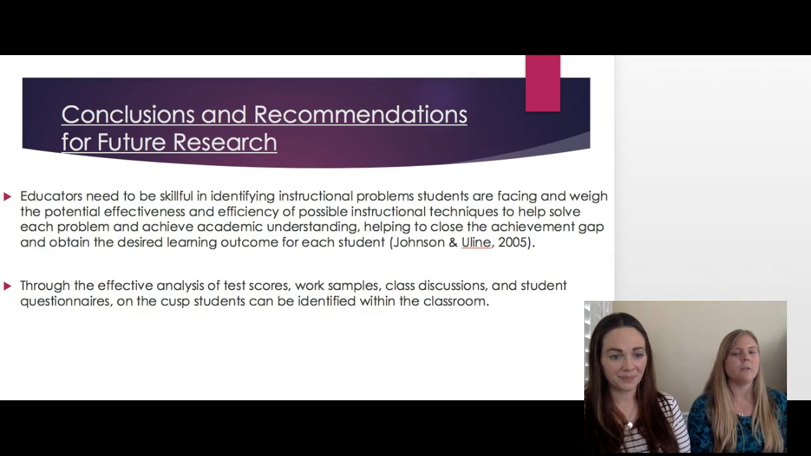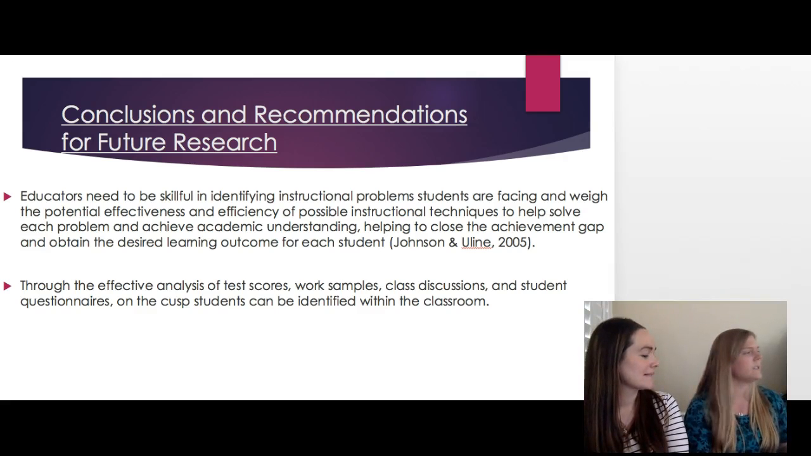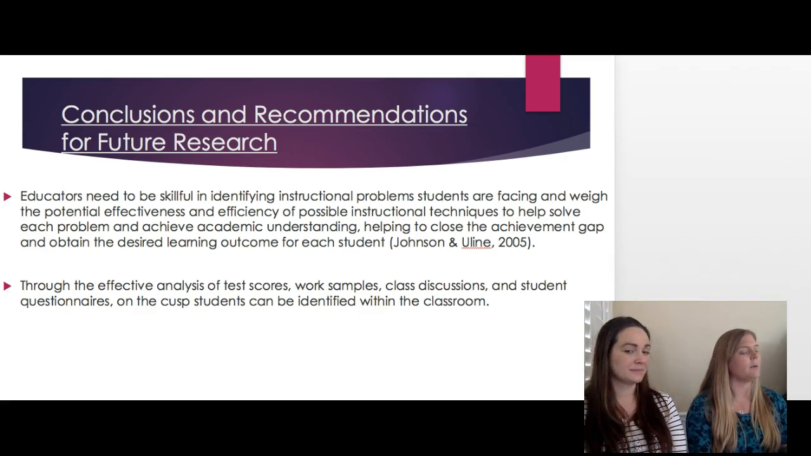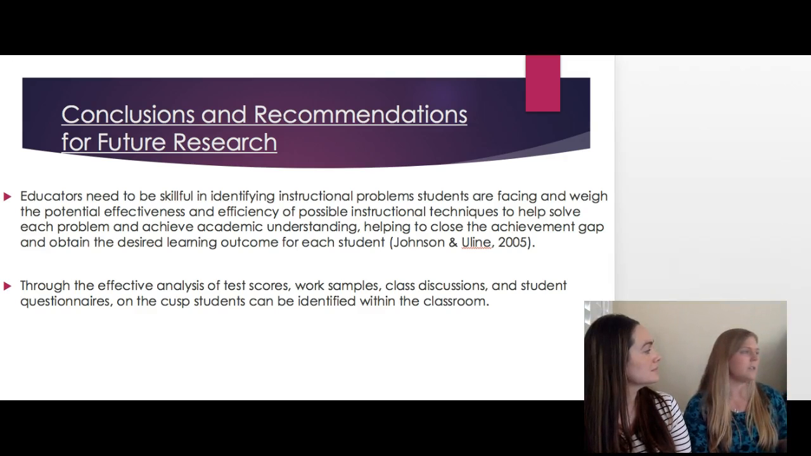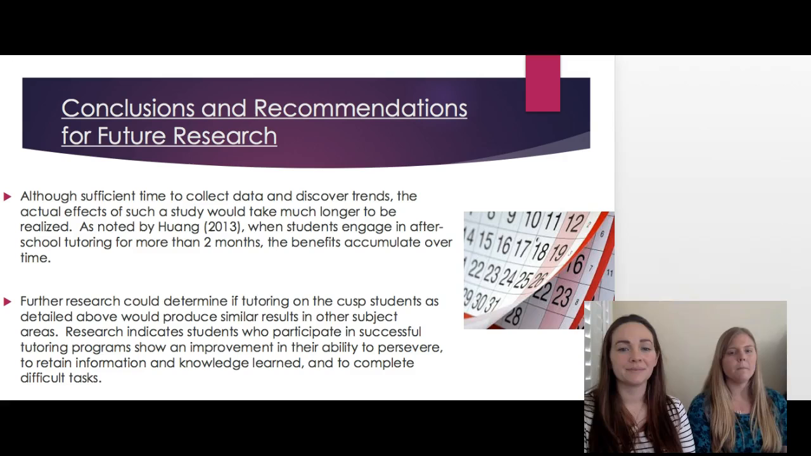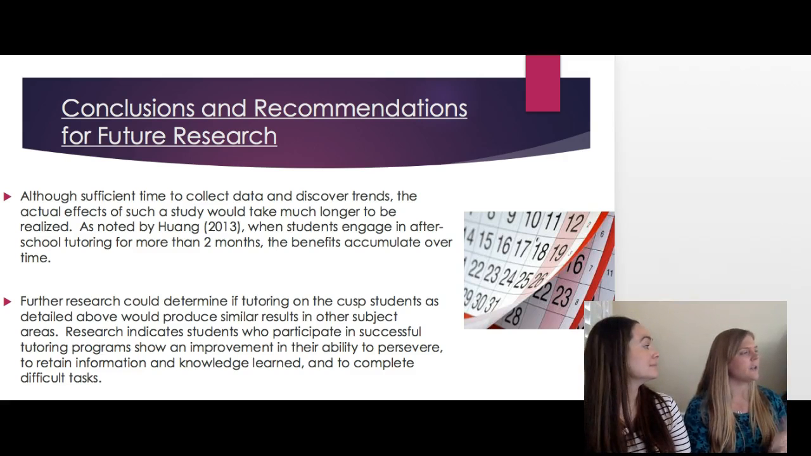And then also through effective analysis of test scores, work samples, class discussions, and student questionnaires, on the cusp students can be identified. So depending on what proficiency level you want your students to be at or what percentage, we chose to pick the 75 to 79% because those are the students that could be pushed towards that 80%, which is that proficiency level. And then also sufficient time needs to be given to collect data.